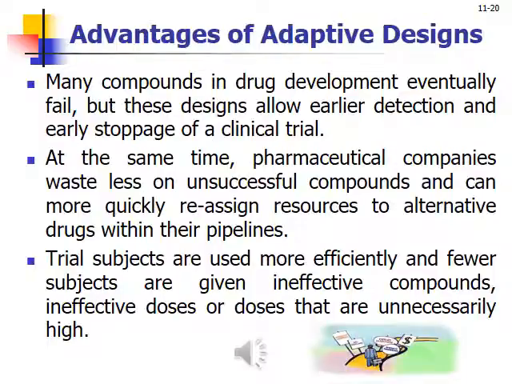Advantages of adaptive designs. Many compounds in drug development eventually fail, but these designs allow earlier detection and early stoppage of a clinical trial. At the same time, pharmaceutical companies waste less on unsuccessful compounds and can more quickly reassign resources to alternative drugs within their pipelines. Trial subjects are used more efficiently and fewer subjects are given ineffective compounds, ineffective doses, or doses that are unnecessarily high.